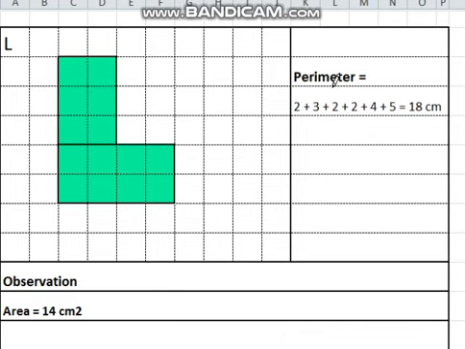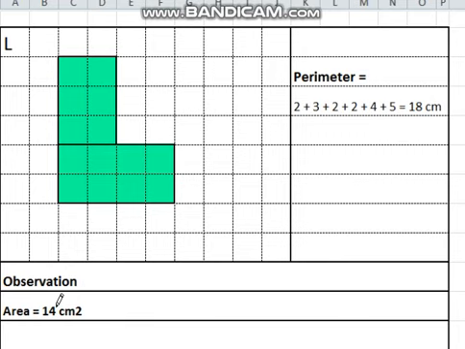Later, I will show you how to do this one by one. Let's see the perimeter first. Let's start again from the upper left hand corner over here. So you see the 2 plus the 3 plus the 2 plus the 2 plus the 4 plus the 5. This is equal to 18 centimeters.